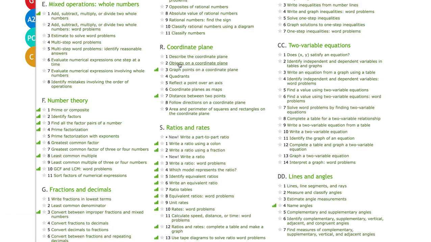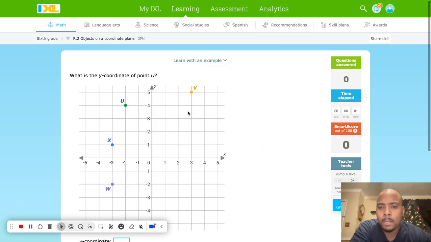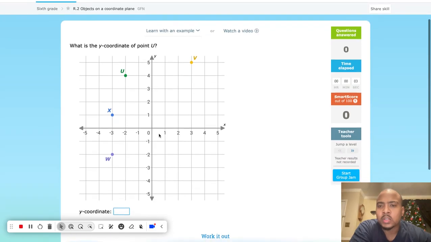We're focusing on objects on a coordinate plane. Okay, so basically, the question is, what is the y coordinate of point U? They're going to give you letters and coordinates, plot points on the coordinate plane, and you have to find the letter that they're asking you for. It's all about following directions.